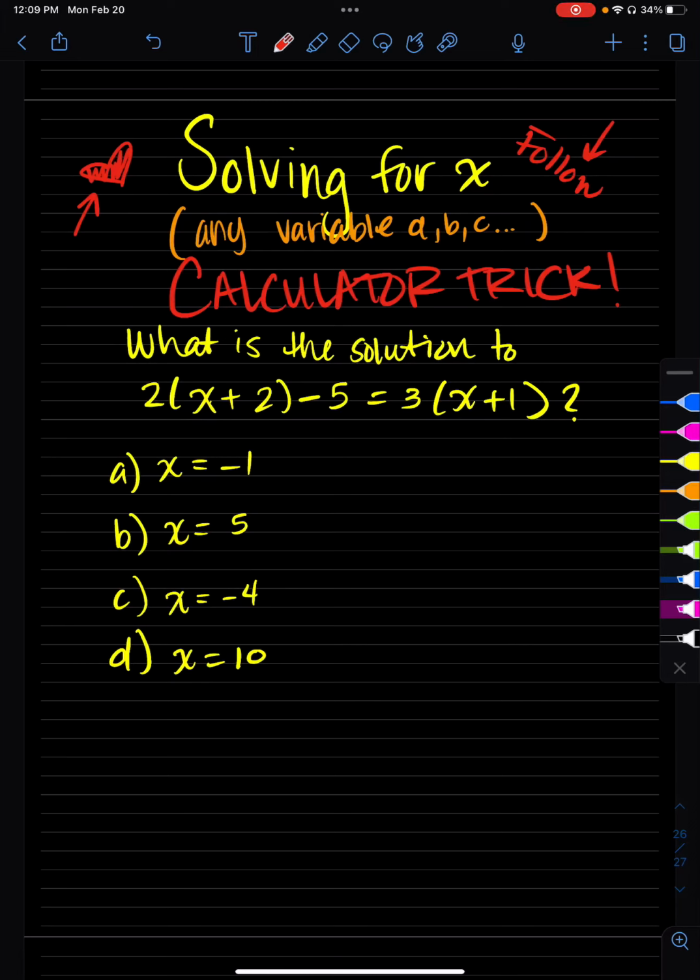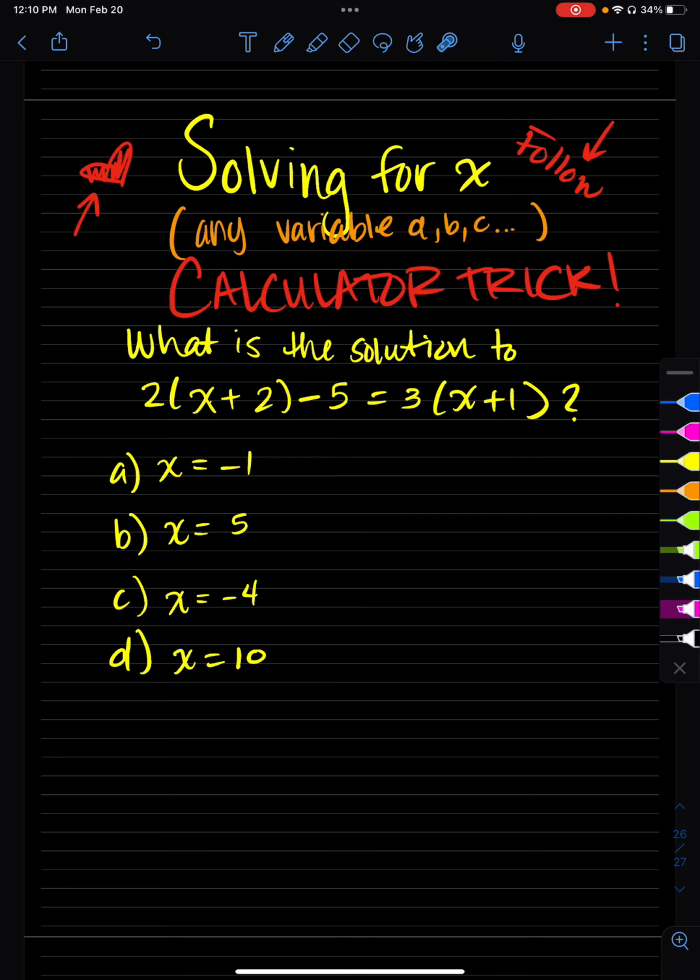Calculator trick. When you're solving for x and you're given answer choices, like here: A is x equals -1, B equals 5, C equals -4, and D, x equals 10. We're trying to figure out the solution to this long multi-step equation. All we have to do is solve for x. If you want to take a shortcut, there is one. It's a little longer than actually solving it out, but let me show you in the calculator.